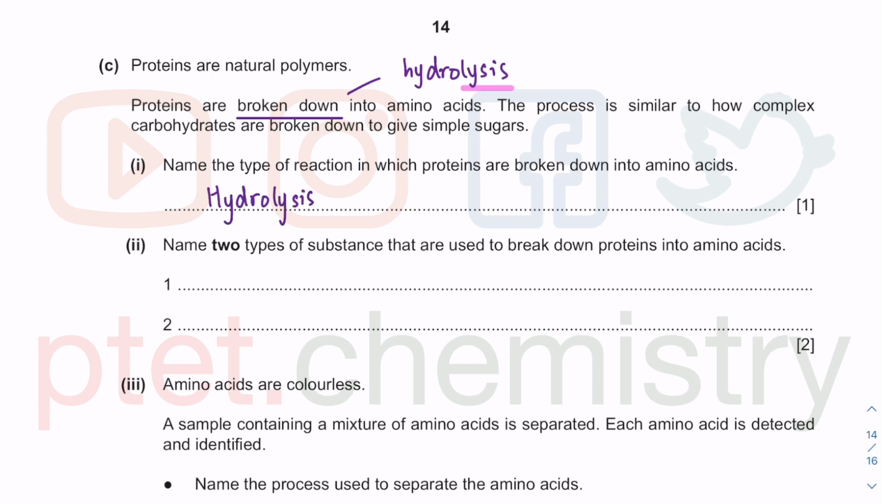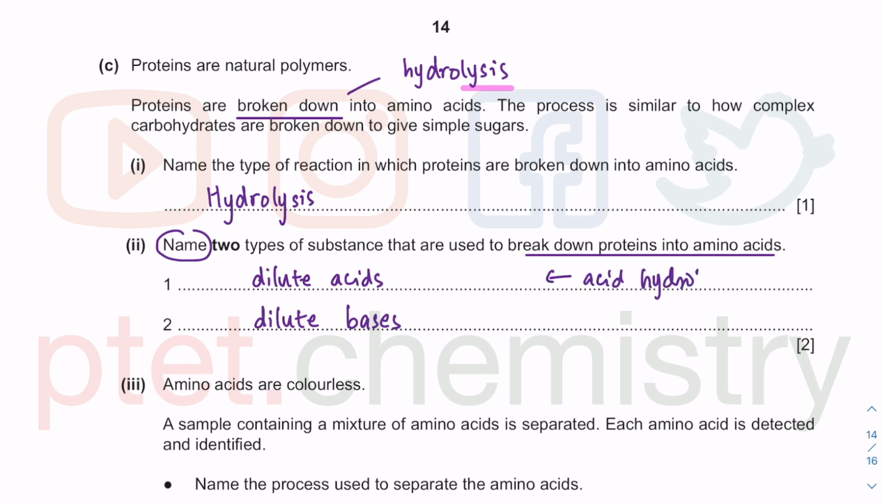Name two types of substances to break down proteins into amino acids. So to do hydrolysis, you can use dilute acid. So dilute, they want the name, dilute hydrochloric acid. Two types of substances. Two types, not the name of the reactant itself. You can use dilute acid or you can use dilute base. So acid hydrolysis, that is the name of the process. It's going to be so much faster than just using water, of course. Then using the base is going to give you your base hydrolysis.